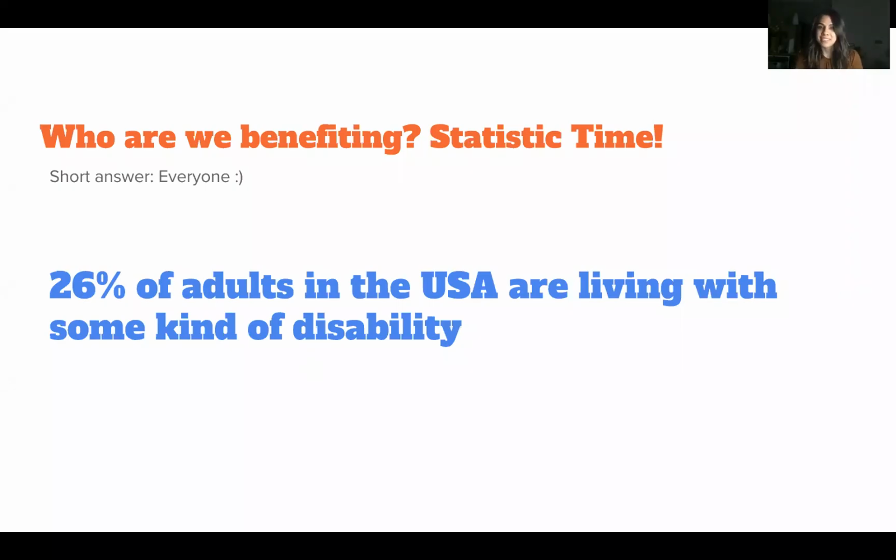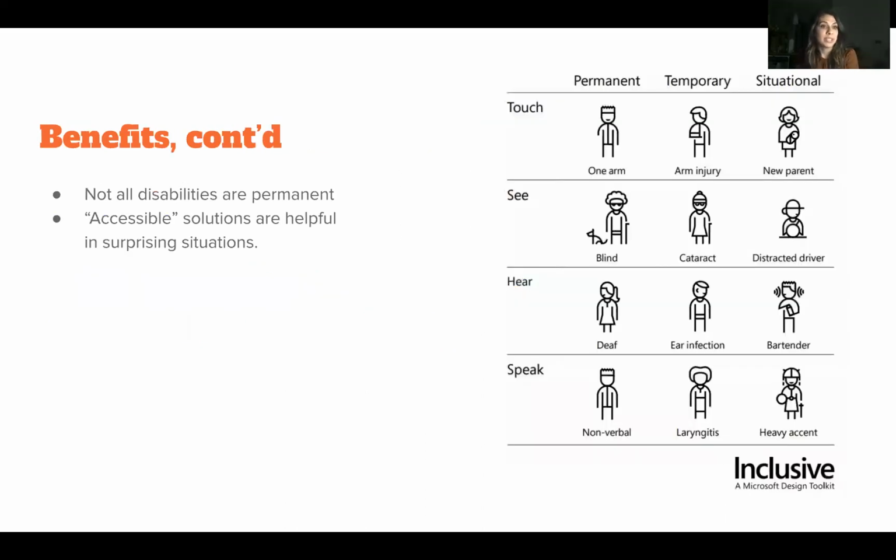So, statistic time. Who are we benefiting? Like how many people are we talking about? If we are to change our process a little bit to accommodate a group, how big is this group? I'm focusing mostly on data from the US just for this presentation, but this is a global concern, obviously. About 26% of people in the US have some type of disability, according to the CDC. And these range from auditory, visual, or cognitive. It is worth noting that not all disabilities are permanent.